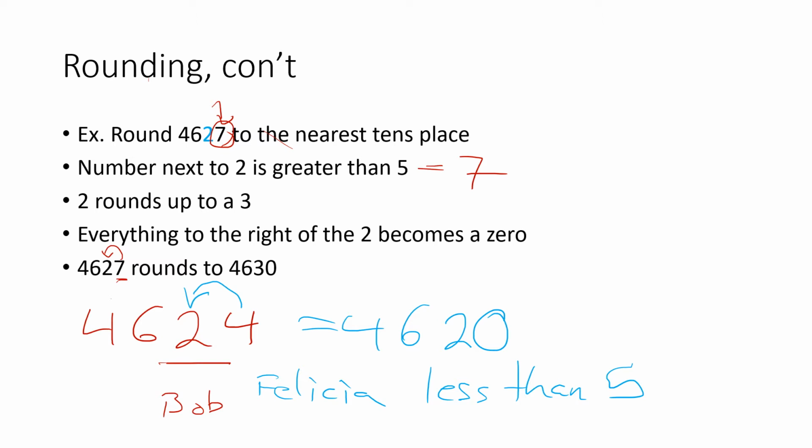So your number to the right of whatever you're rounding to, in this case we're rounding to the tens place, everything to the right of that will always become 0. You should always have zeros towards the end of your number after you're rounding.